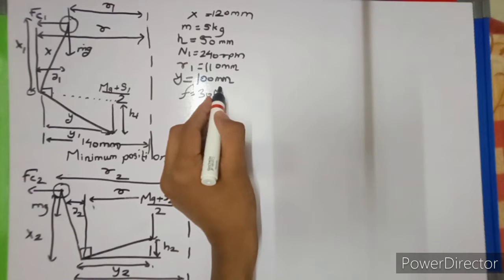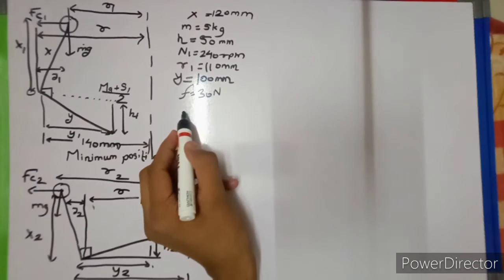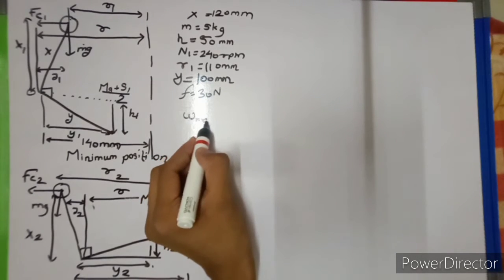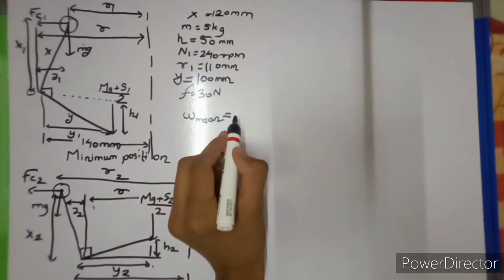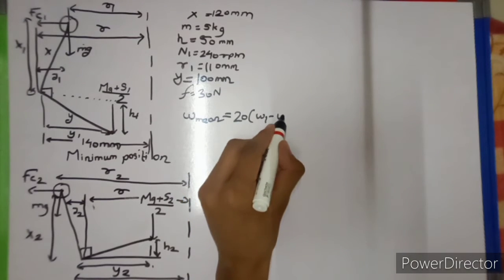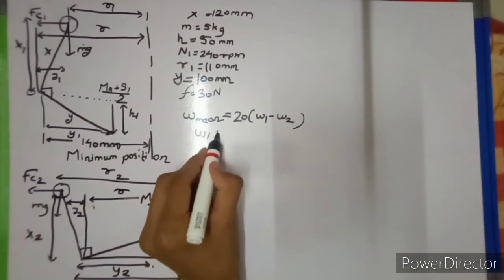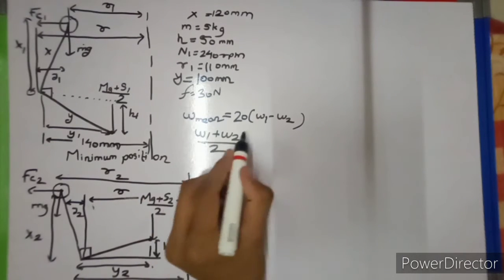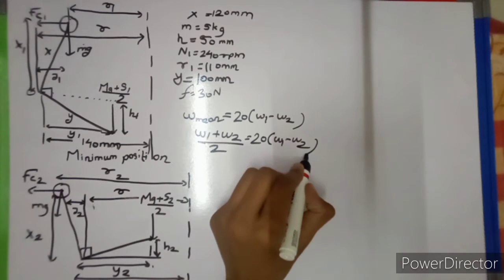So what we have to do first is use a condition given in the question: the mean working speed, omega mean, is equal to 20 times the range of speed. What is the range of speed? Omega 1 minus omega 2. So omega mean, omega 1 plus omega 2 upon 2, is equal to 20 into omega 1 minus omega 2.